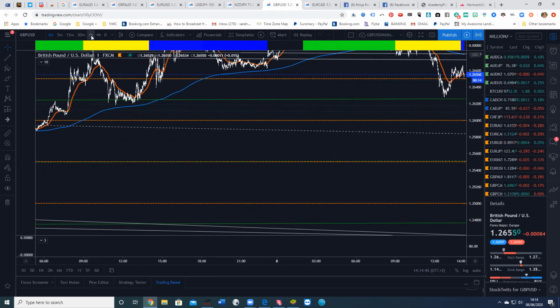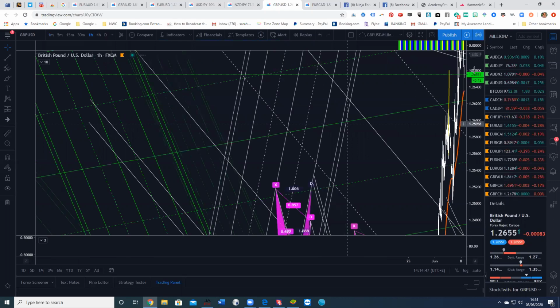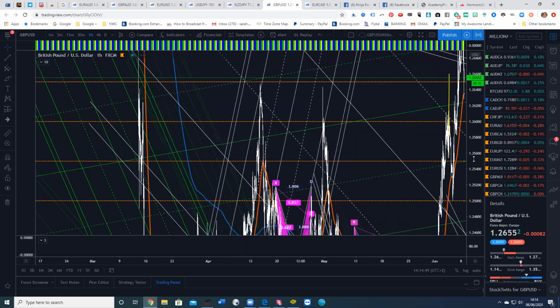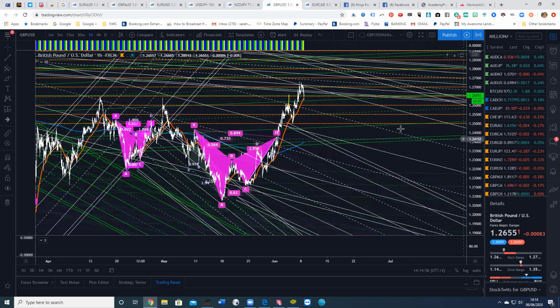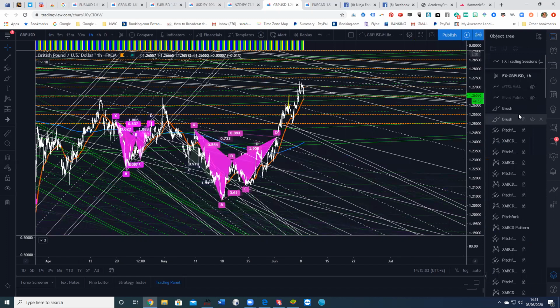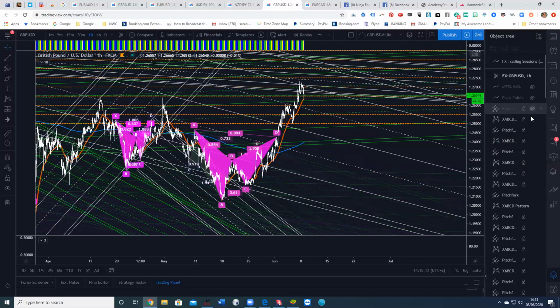Then come here, top left, go to the hour, because if you remember, we were looking at the hourly. Sorry about this, this might put off newcomers. Hang on a minute. Object tree. Let me just go and tidy this up, and I'll hide these for the purposes of this.